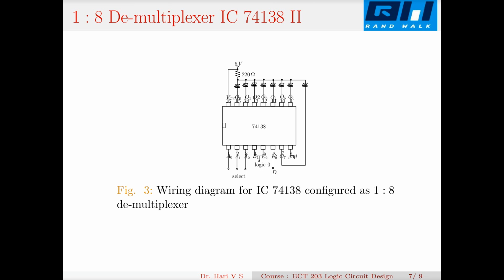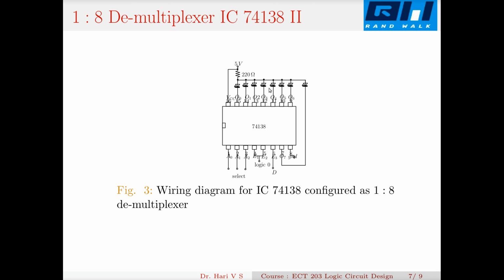Data is given to the 6th pin. This is the input pin, and these are my outputs, O0, O1, O2, O3 through O7. These are active low outputs, so D complement will come at the output. The 8th pin is grounded and supply is connected to VCC.